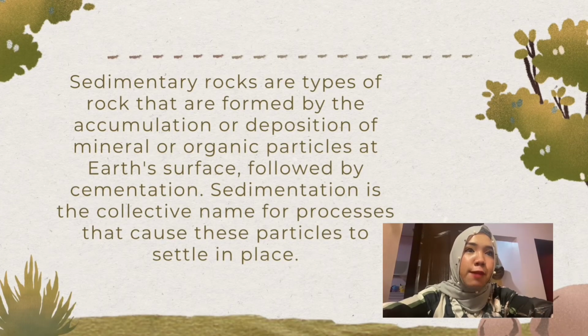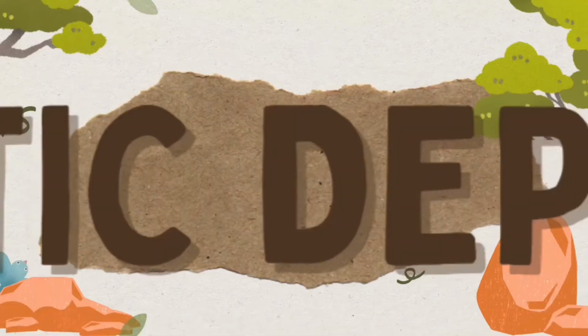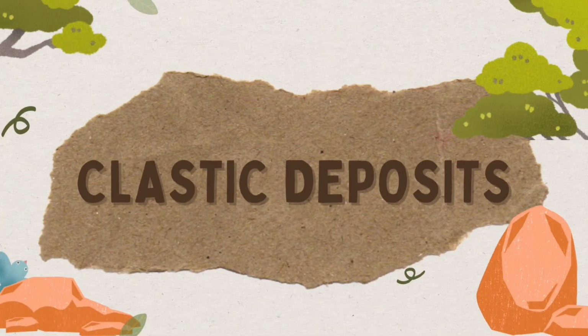Sedimentary rocks are a type of rock that are formed by the accumulation or deposition of mineral or organic particles at Earth's surface, followed by cementation. Sedimentation is the collective name for processes that cause these particles to settle in place. Clastic deposits.